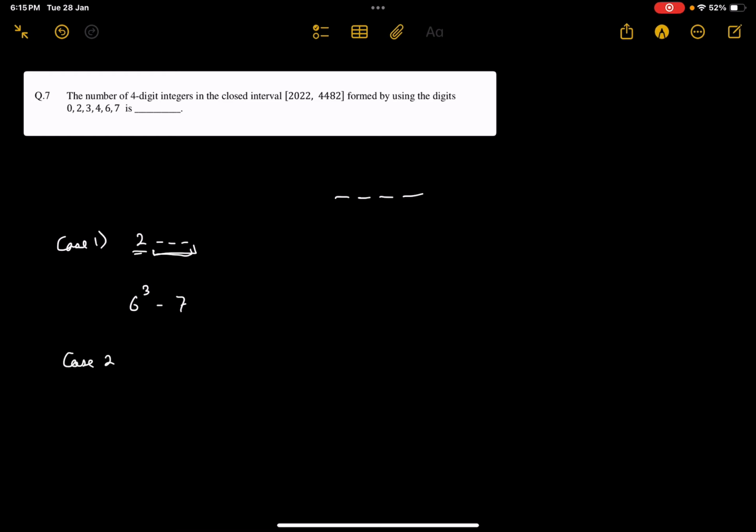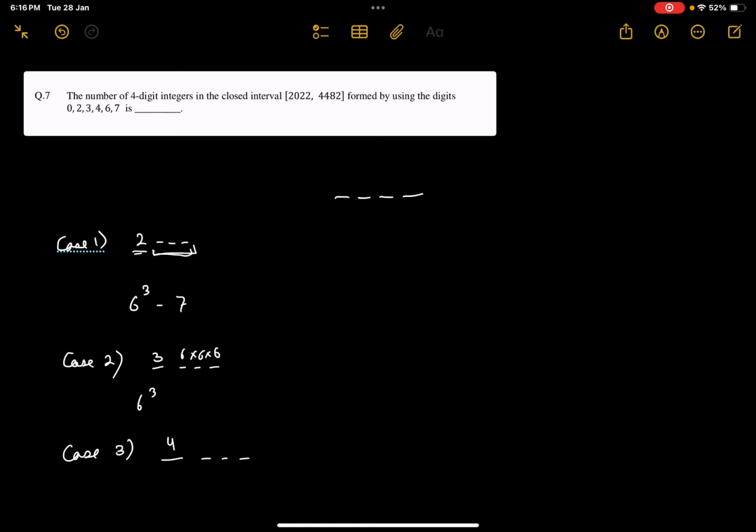Then case 2, say the number starts with 3. Then we have 6 into 6 into 6, which is 6 cube ways, because all of those numbers would be less than 4482. The last case, the number starts with the digit 4.